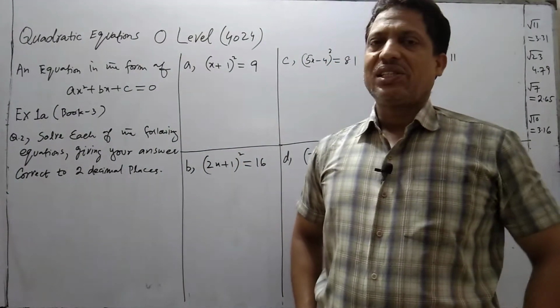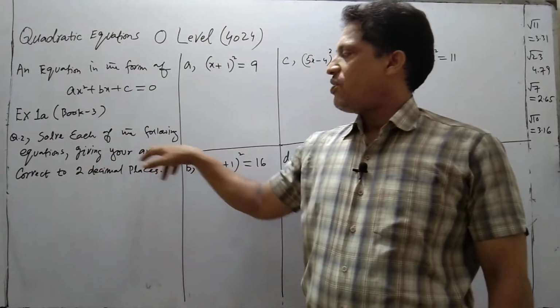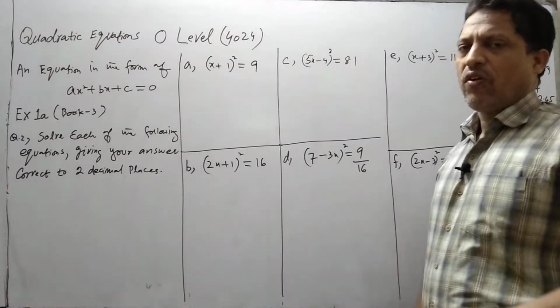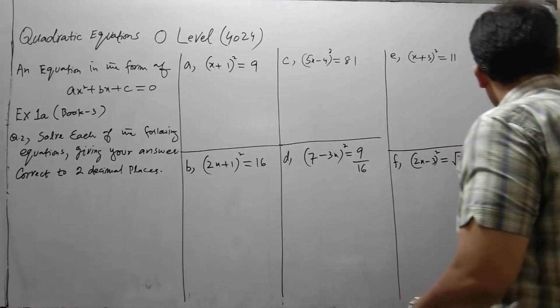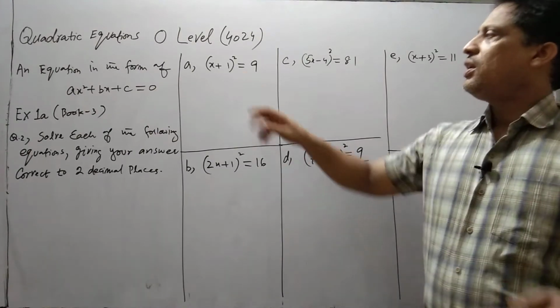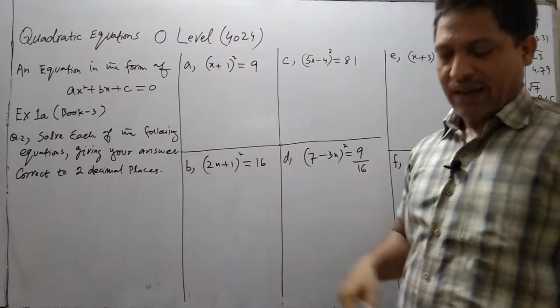Okay, let's start question number 2. Solve each of the following equations giving your answer correct to 2 decimal places. What is the meaning of 2 decimal places? I will tell you later. Let's have part A. X plus 1 whole square is equals to 9.